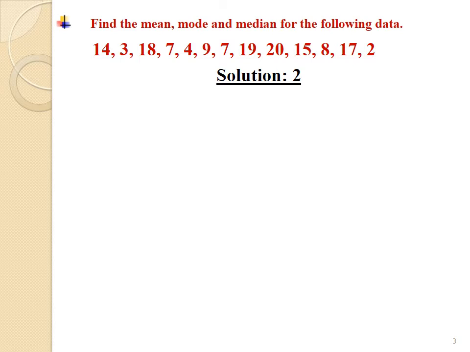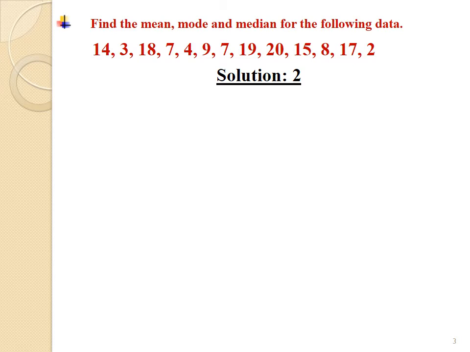Students, we know that in order to calculate mean, we divide the sum of the given observations by the number of the given observations. Thus, mean of some given observations is defined as mean equals sum of the given observations by number of the given observations. We know that mode means the observation which occurs most often.